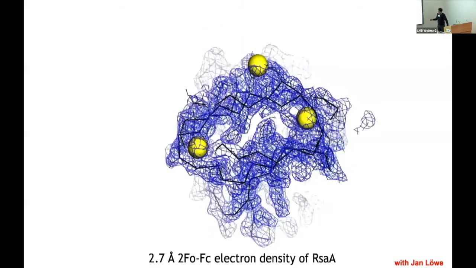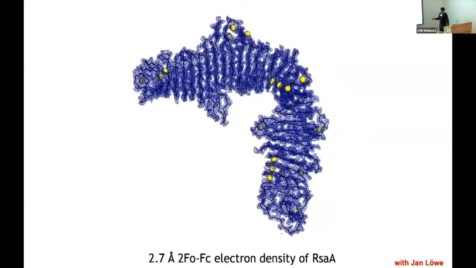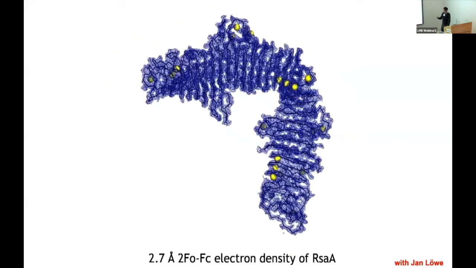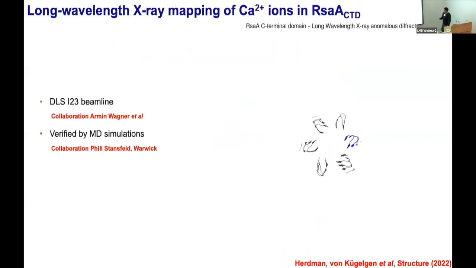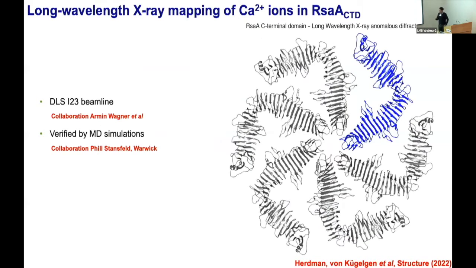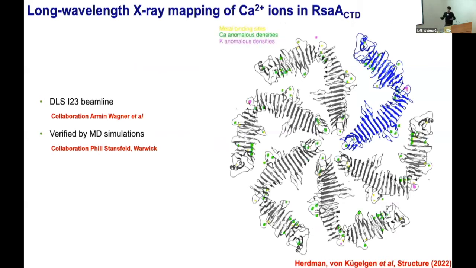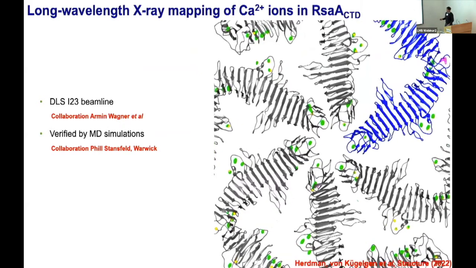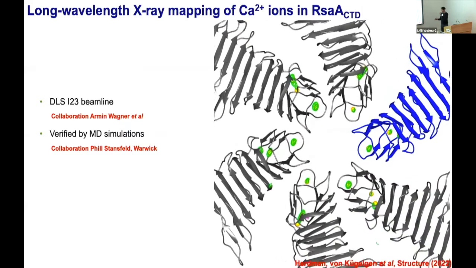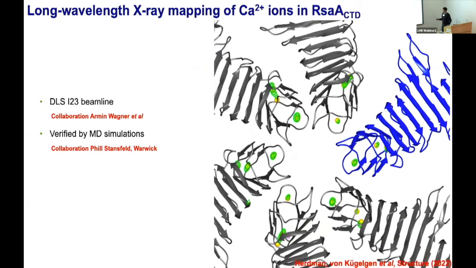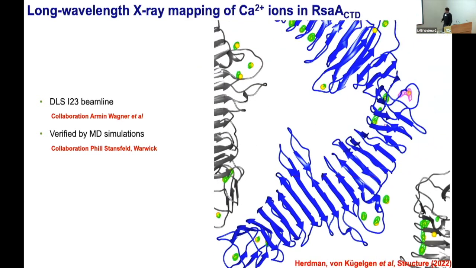To confirm that these ions are actually calcium ions, so this is a biophysics conference, so this might be of interest to several people in the audience, we utilized a long wavelength X-ray beamline, which allows us to reach the X-ray absorption edge of calcium. So these in yellow are the putative postulated calcium ions. And using these anomalous diffraction measurements, we could actually map and confirm 17 of those 19 sites as calcium.